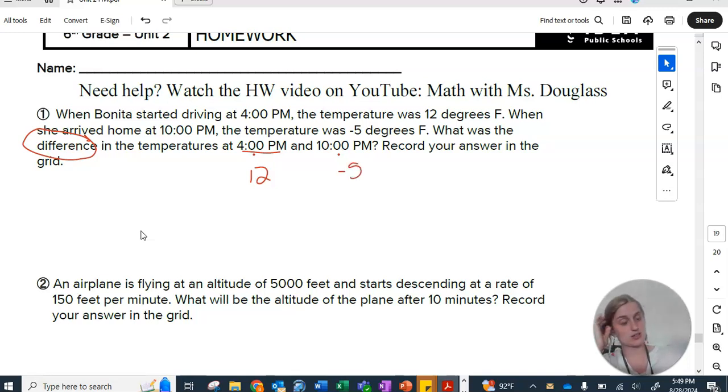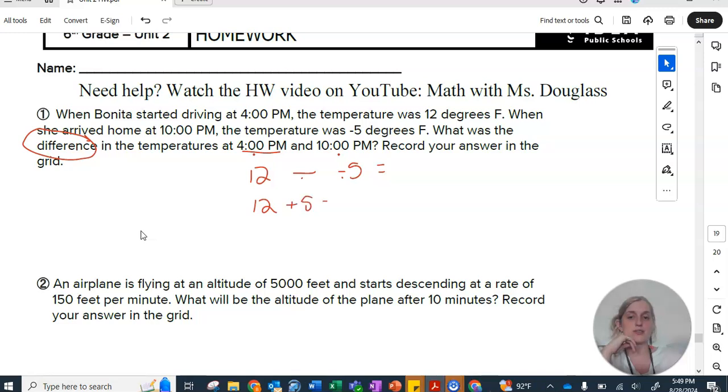And here's where the trick is. That's not the problem. The problem is subtract them. How many degrees are between the numbers 12 and negative 5? So when you have minus a negative, remember that that becomes 12 plus 5.